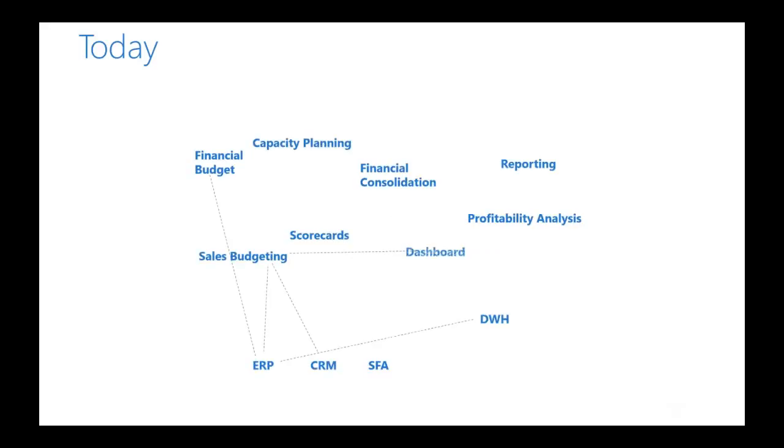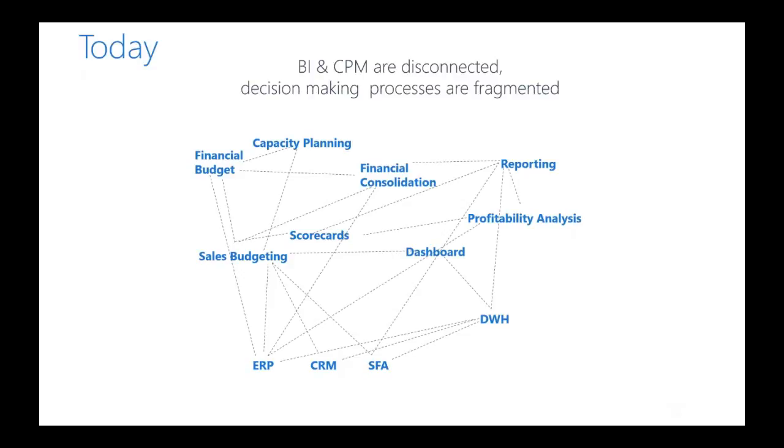So today's world for most organizations can be very disconnected as far as the business intelligence and corporate performance management processes go. So if we talk about sales budgeting, there could be an individual with a spreadsheet or within finance that's preparing sales budget workbooks that are being sent out through the organization and all being consolidated manually, or it's pulling data from their ERP system.